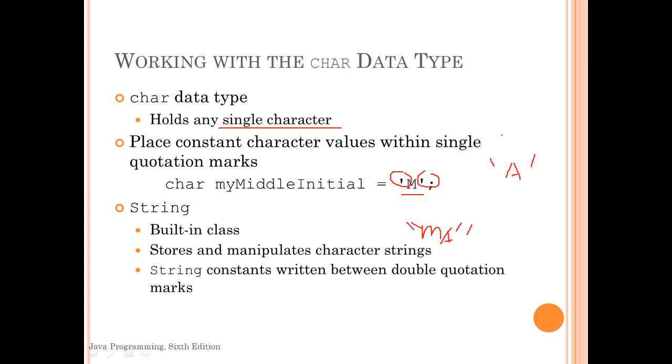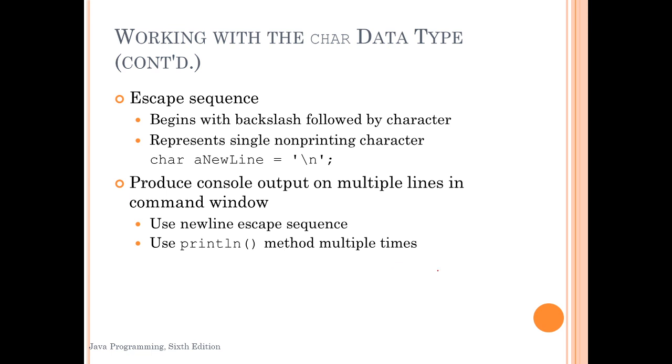For example, A, B. When it is a string, we use double quotation marks. For example, a word or sentences. Those should be enclosed in double quotation marks. Okay? Working with the char data type.